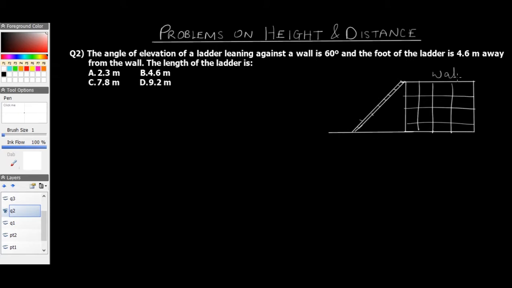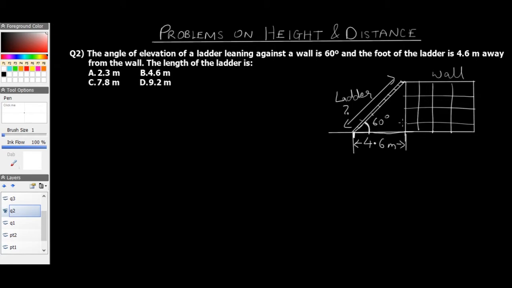So we have a wall, we have a ladder, and it is leaning at the wall and the angle of elevation is given. So this is the angle. So the angle of elevation, you know, is the angle that is created with the horizontal base and with the top of any object or any place. So this is 60 degree that they are saying, and they are saying the ladder is 4.6 meter away from the wall. The foot of the ladder is this. So they are saying it is 4.6 meters away from the wall. So this length is 4.6. So what they are asking is length of the ladder. So they are asking this value.